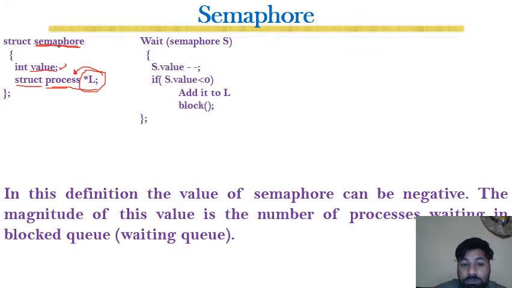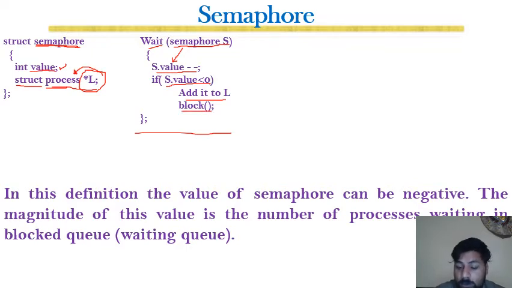The new definition for the wait function will be that we take a semaphore as an argument, and then we decrement the value, s.value--, so the integer value is decremented, and then we check a condition. If s.value is less than 0, then add this process to the list L and block the process.